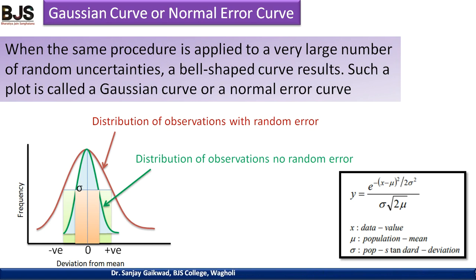Now it can be measured in terms of an equation. This is the equation given by the Gaussian curve, where x is the observation value, mu is the population mean related to the random error area, and sigma is the population standard deviation. From this we can calculate and say whether the given analysis is good in terms of accuracy and precision.